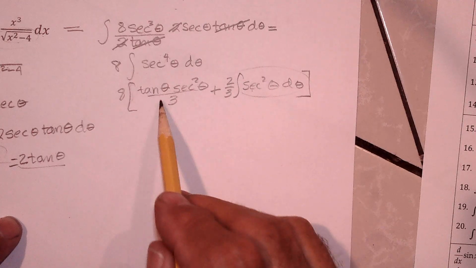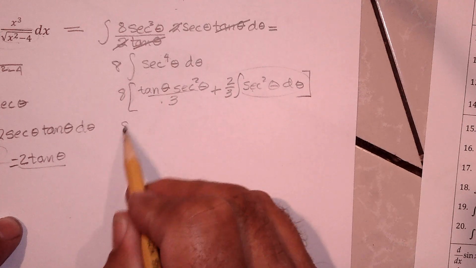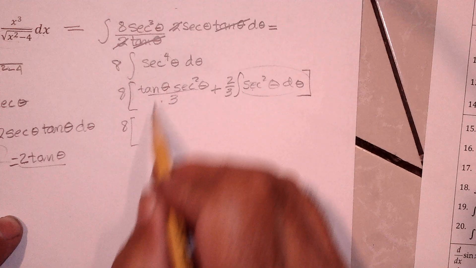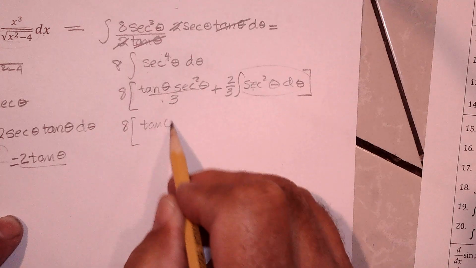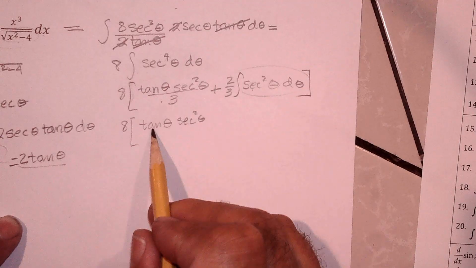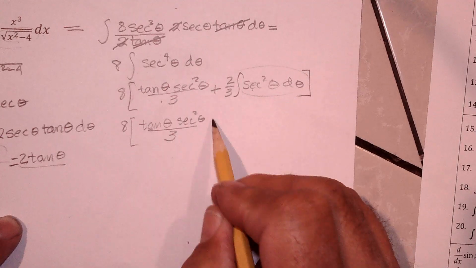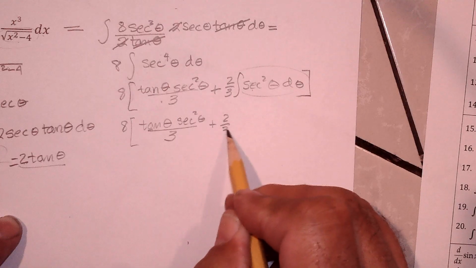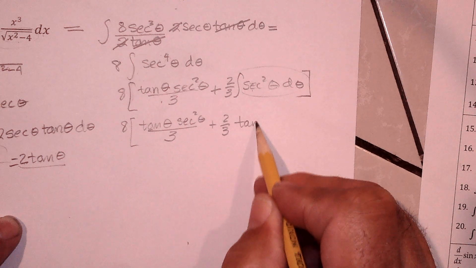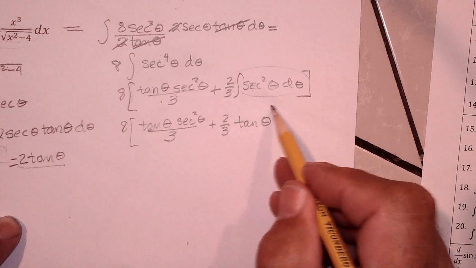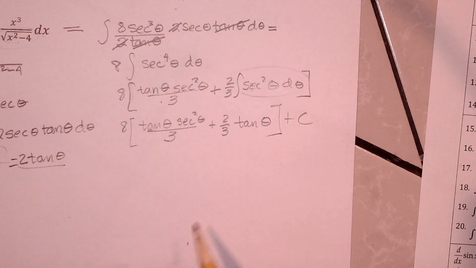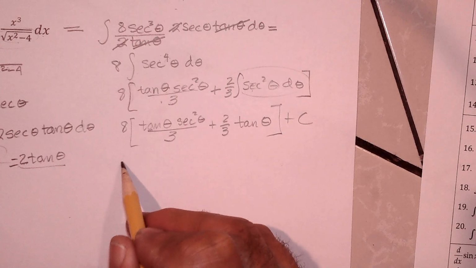No integral on this, so this is done. So we have 8 times both of these, tangent theta secant squared theta over 3 plus 2 thirds. The antiderivative of secant squared is tangent theta plus c. And so we get 8.